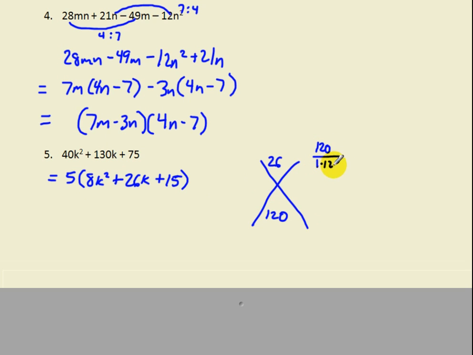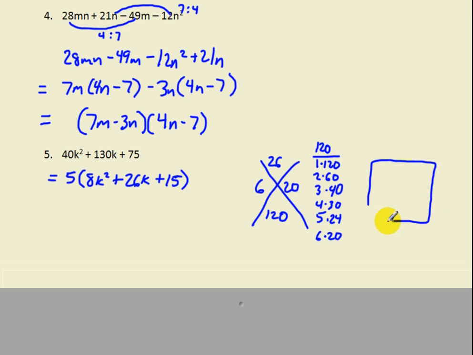So we could take 1 times 120, 2 times 60, 3 times 40, 4 times 30. These add up to 34, so we're starting to get close. 5 times 24, so those add up to 29. We're getting closer. 6 times 20, those add up to 26. So we have 6 and 20.